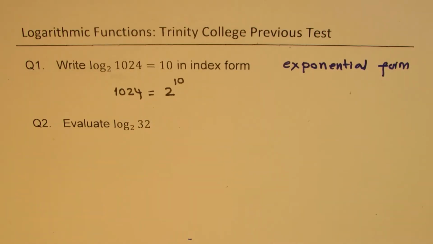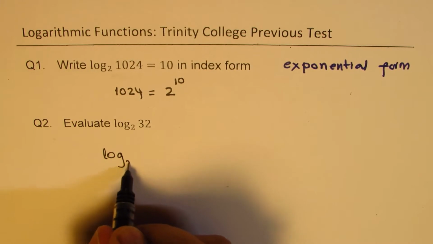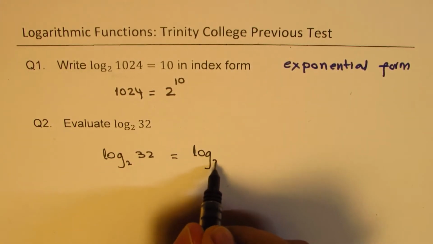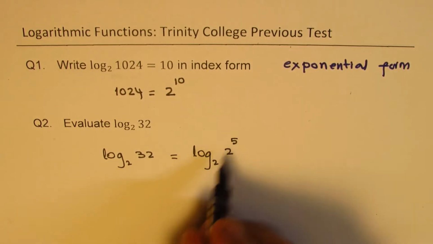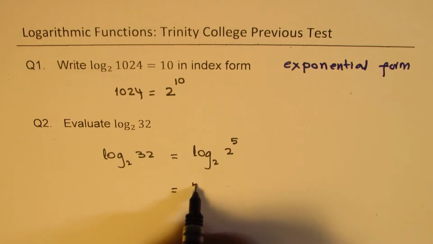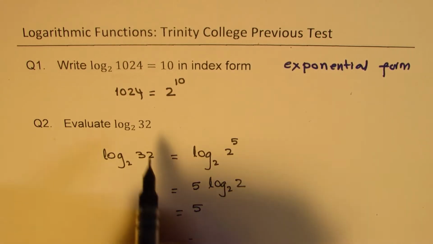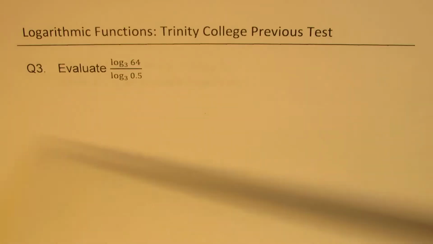Question number 2 is to evaluate log to the base 2 of 32. So we could write log to the base 2 of 32 as equal to log to the base 2 of 2 to the power of 5, correct? So using the power rule, we get this as 5 log to the base 2 of 2, and that is equal to 5, correct? So this is equal to 5. Question number 3.